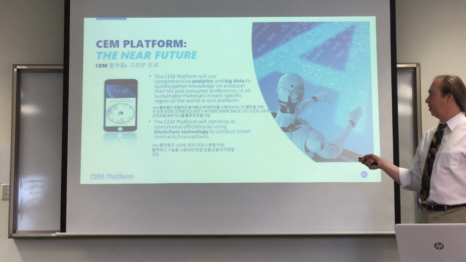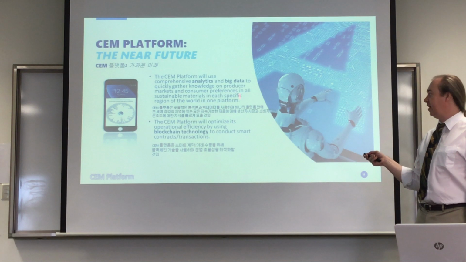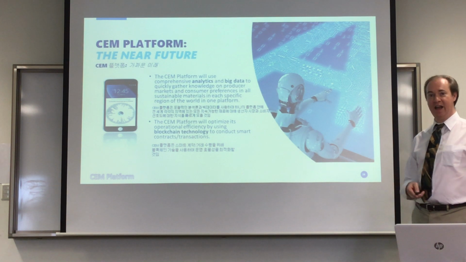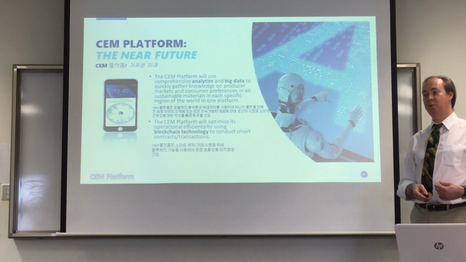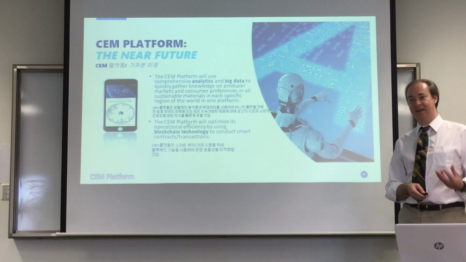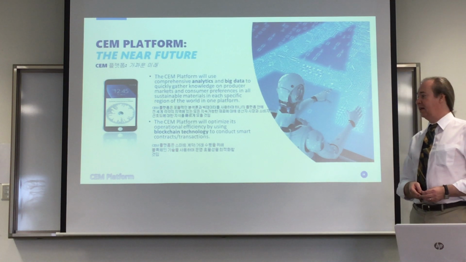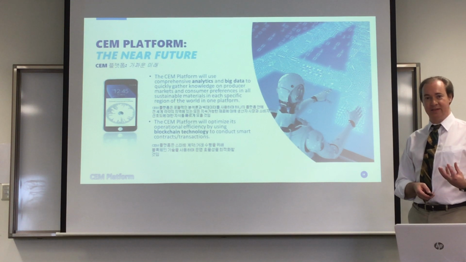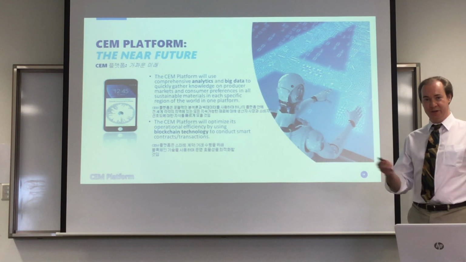knowledge on producer markets and consumer preferences in all sustainable materials in each specific region of the world in one platform. The CEM platform will optimize its operational efficiency by using blockchain technology to conduct smart contracts and transactions in the future as well. So this will not only facilitate the sharing of good ideas, but also the clearing of good ideas and trades towards a circular, sustainable commodity relationship across multiple ecoregions of the world.